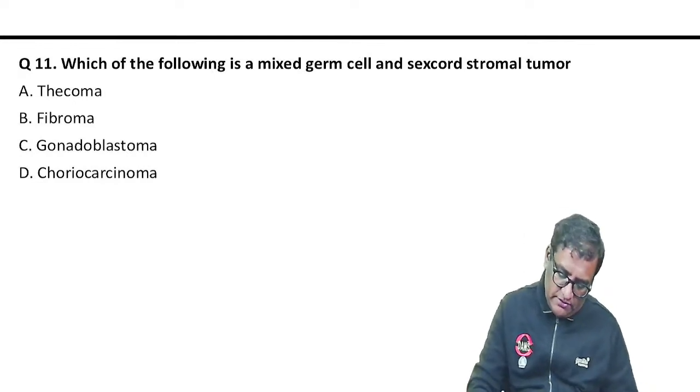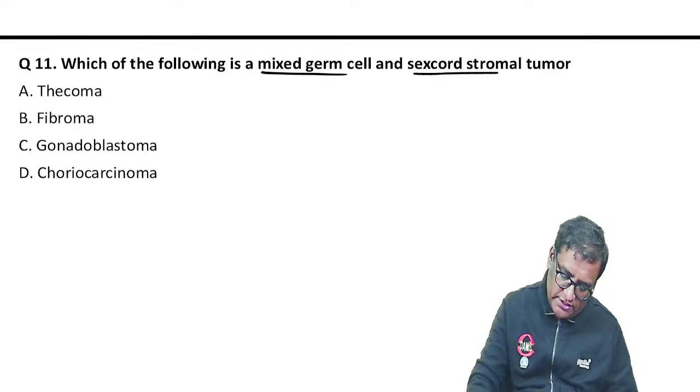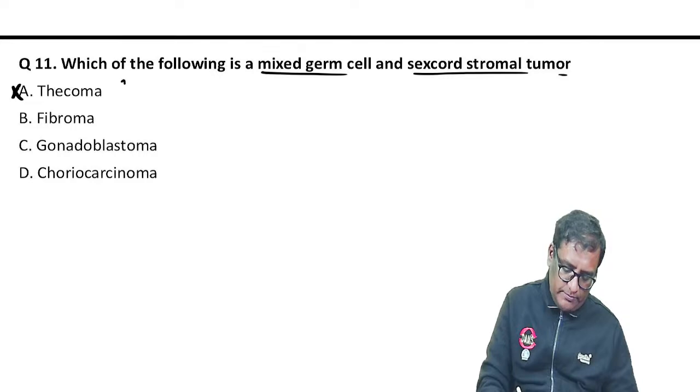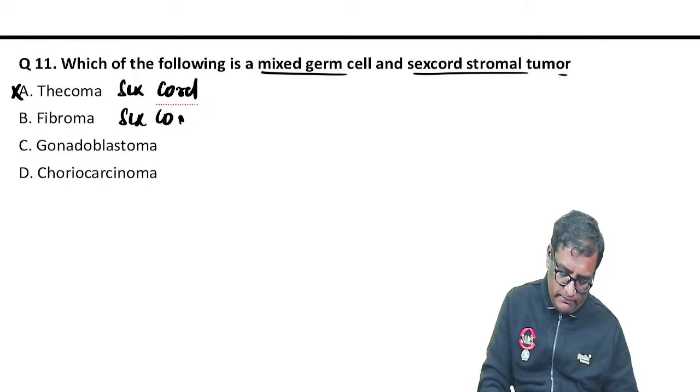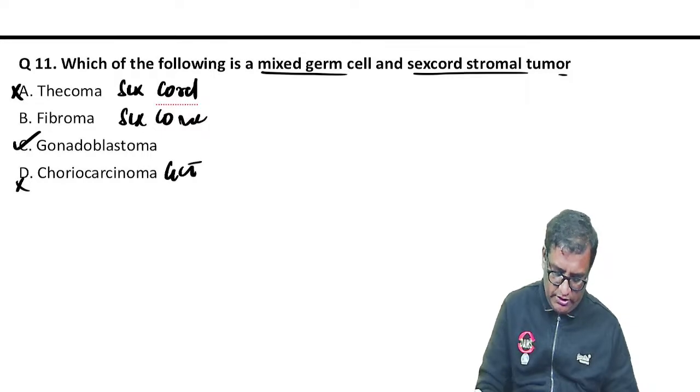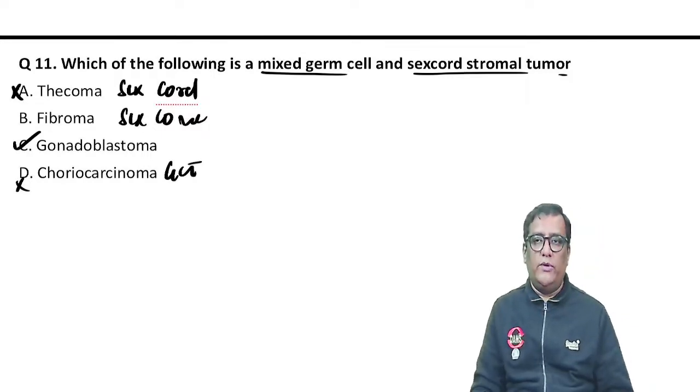Question number 11. Again, one more fact oriented. Which of the following is a mixed germ cell tumor and sex cord stromal tumor? Thecoma. No, thecoma is purely what? Sex cord stromal. Fibroma is also a sex cord stromal tumor. Gonadoblastoma, correct. Choriocarcinoma is a germ cell tumor. Gonadoblastoma is the correct answer here, right?